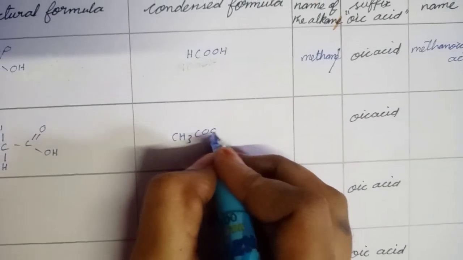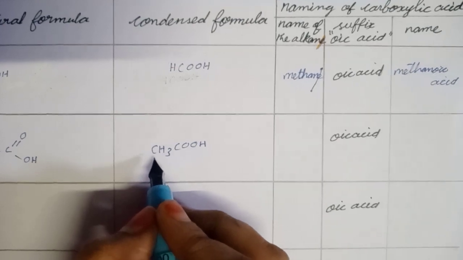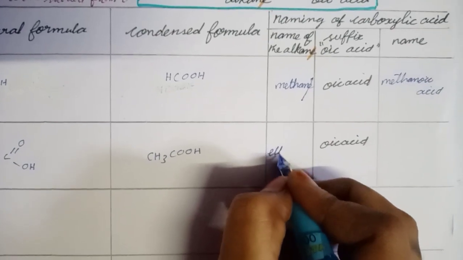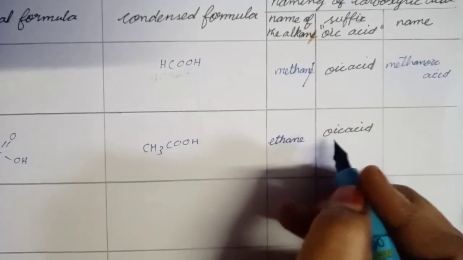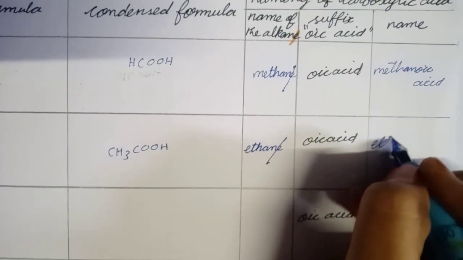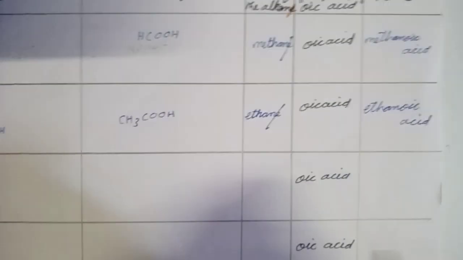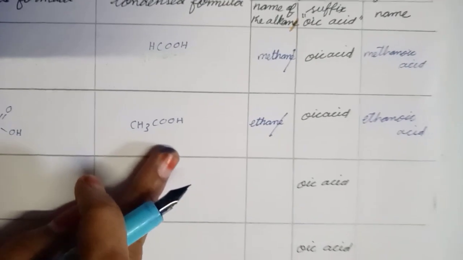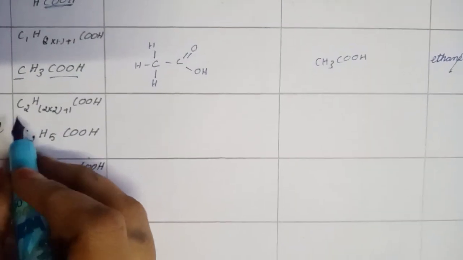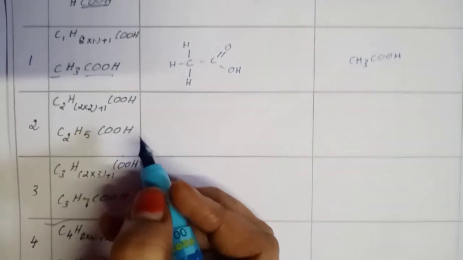CH3COOH. Name: 2 carbons, meth, eth. So this is the alkane, ethane, plus oic acid. Cancelling that E, we merge them. So what is the name for CH3COOH? Ethanoic acid. Next, number of carbon 2. Substituting in the general formula, we get C2H5COOH.